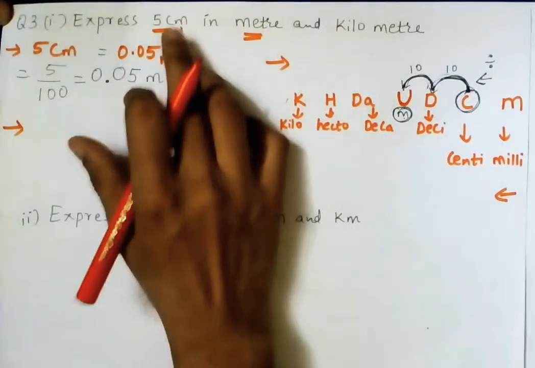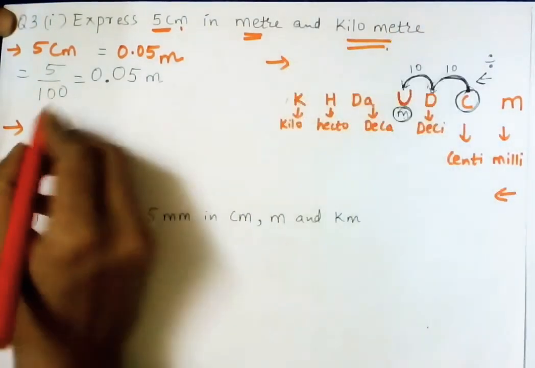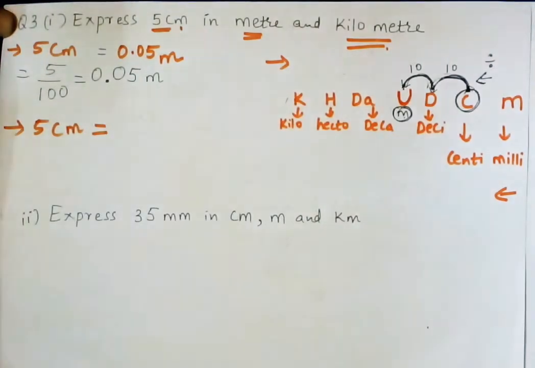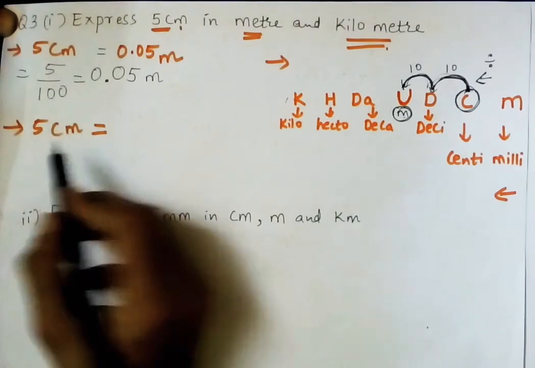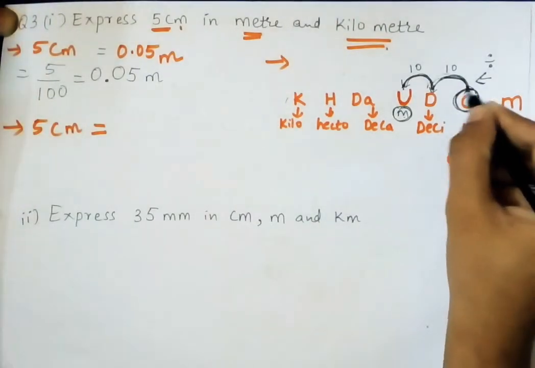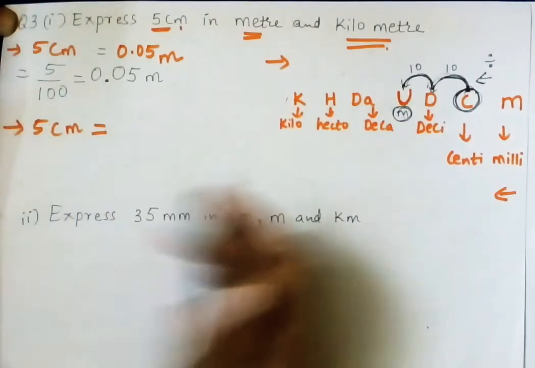Now next is centimeter to kilometer. Now we will convert centimeter to kilometer. So we will find out that 5 centimeter is equal to how much kilometer. Now we want the answer in kilometer, so again we will start from centimeter. Where is our centimeter? Again centimeter is here. So from centimeter now we have to come till kilometer.